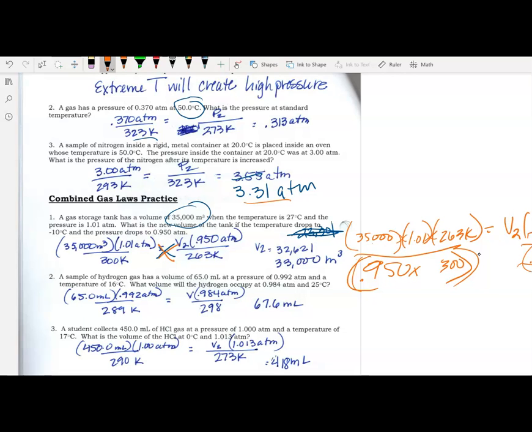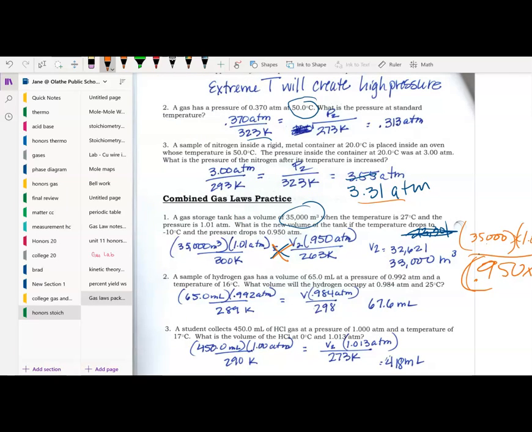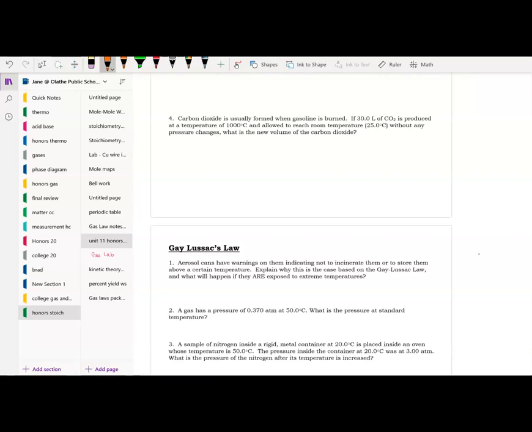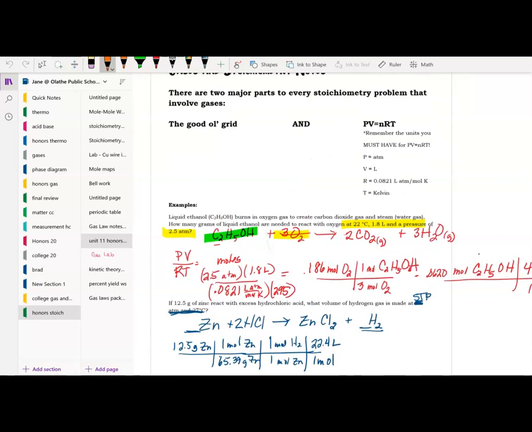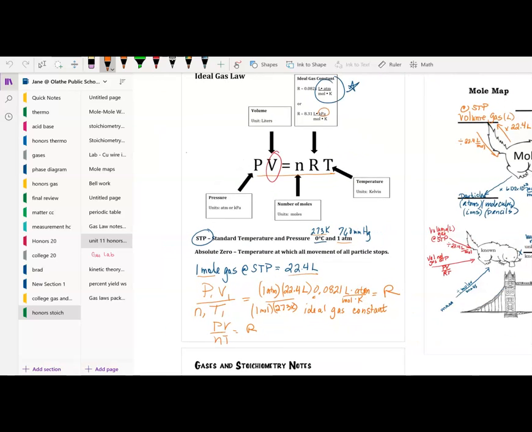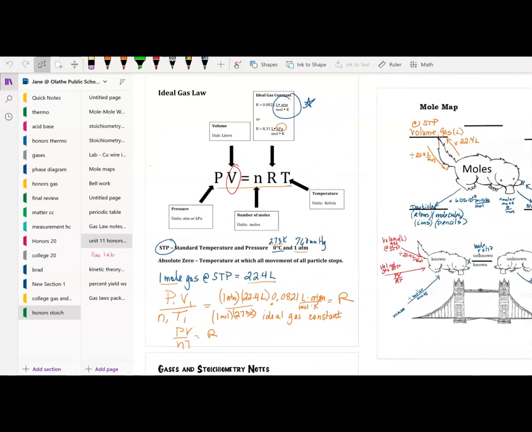Okay. Questions? All right. So today we're going to learn a new topic about the ideal gas law. What you need to do is turn in your notes to page 7. You're also going to need your mole map out, page 6. So go ahead and get your mole map.